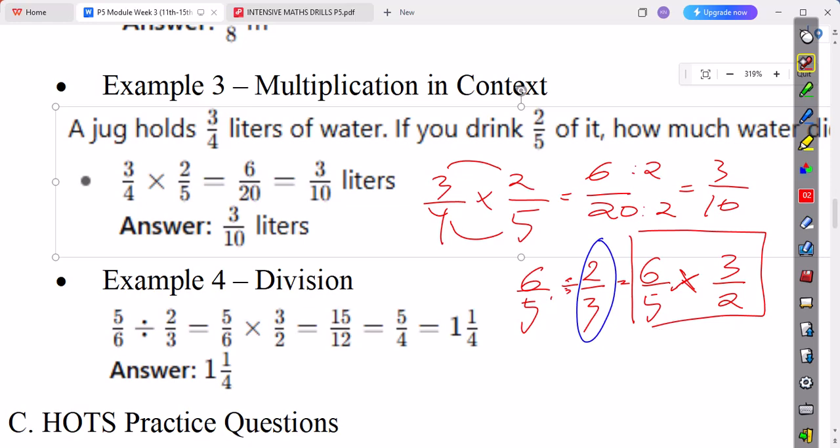So we just do the same way. 6 times 3, we got 18 out of 5 times 2, we got 10. So we have 18 out of 10, or we can make it simple as 1 8 out of 10, or 1 4 out of 5. So this is the way to divide the fraction.